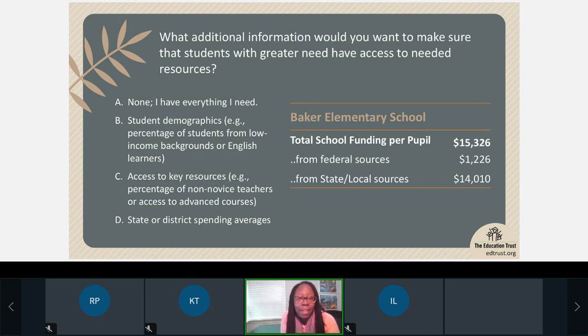So is it option A, that you've got everything you need? Is it option B, that you'd like to see some student demographic information, like the percentage of students from low-income backgrounds or the percentage of English learners? Is it option C, that you'd like to see additional information on access to key resources, like the percentage of non-novice teachers in the schools, or the extent to which students have access to advanced courses? Or would you like to see state or district spending averages? Or would you like to see all of the above, like I see some folks putting in the chat?